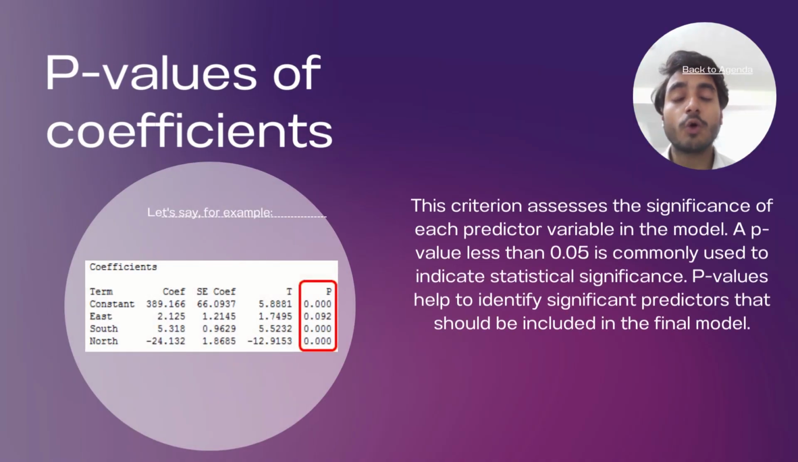Now we shall talk about p-values of coefficients. P-value of coefficients is yet another criterion that assesses the significance of each predictor variable in the model. A p-value less than 0.05 is commonly used to indicate statistical significance. P-values help to identify significant predictors that should be included in the final model. If the p-value for a variable is less than your significance value, then your sample data provides enough evidence to reject the null hypothesis for the entire population.